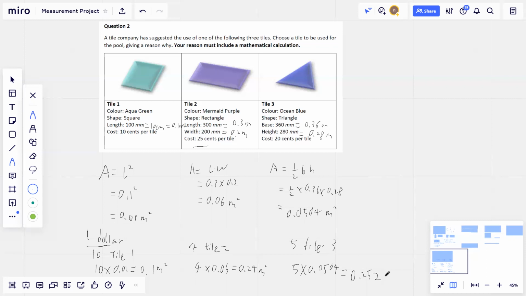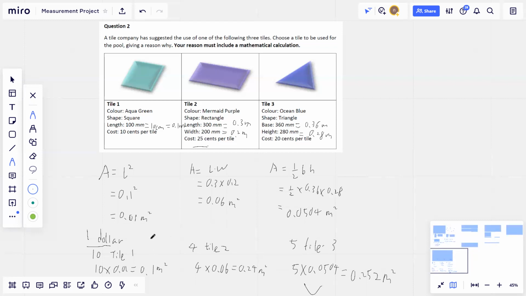So we can tell, that's meter square. So we spent $1. For the first tile, it's only 0.1 meter square. For the second one, it's 0.24. It's better. But for the third one, it's 0.252 meter square. So this one is the largest, so the third one would be the best. So that's our mathematical calculation.